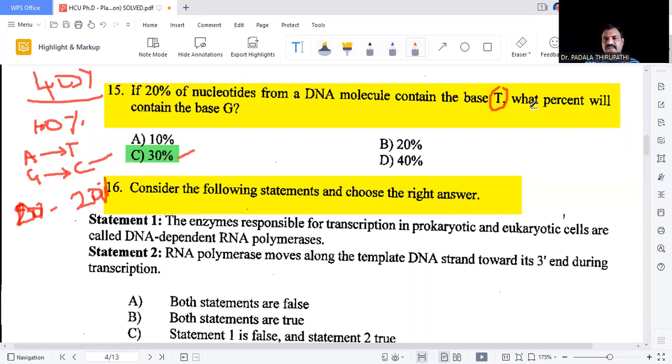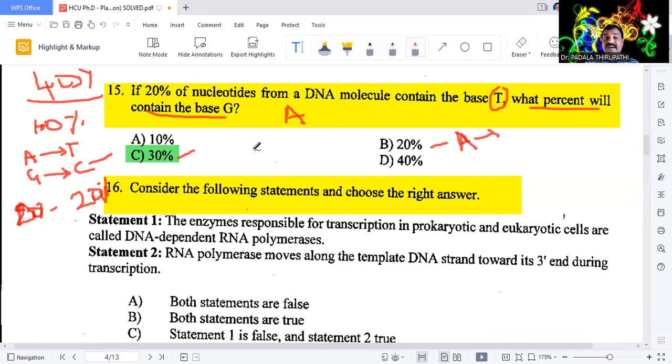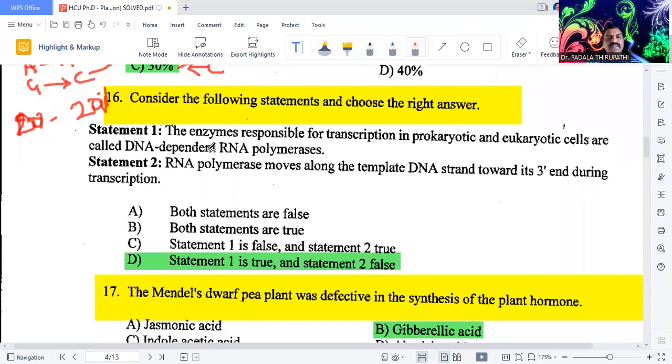So what percent will contain G? That is 30%. If the question is what percent will contain the base A? That is 20%. Okay, base A contains 20%, and base C is also 30%. Then the next question.